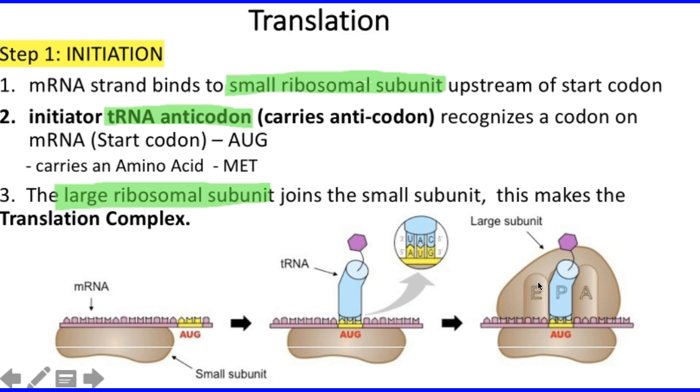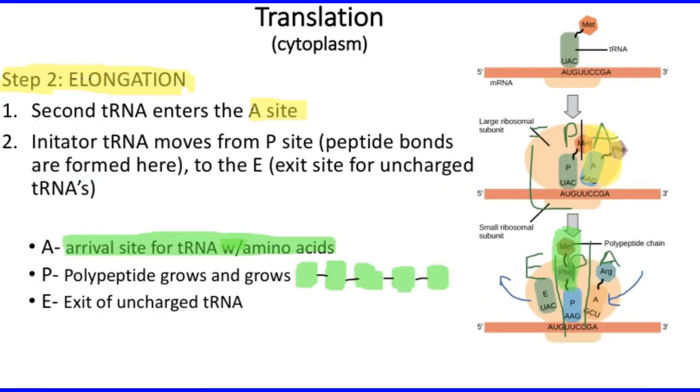If you notice, our initiator transfer RNA right here, it actually starts in the P site. This is the only one out of all of the transfer RNAs that's going to start here. Okay, and what I like to think about when I think about the EPA sites are A is for arrival, P is for polypeptide growing, E is for the exit. And I'll show you what I mean in just a second right here.